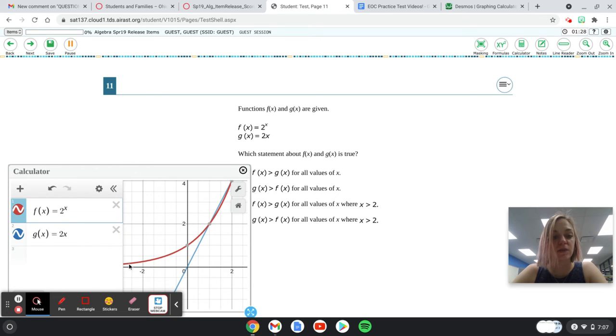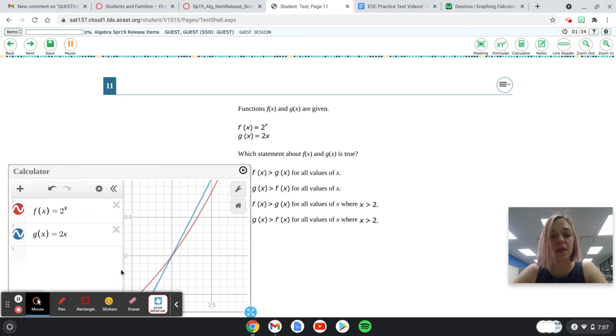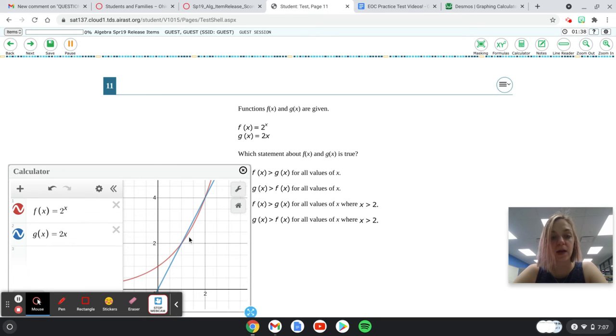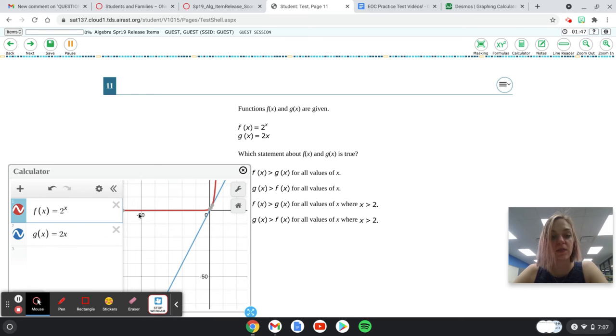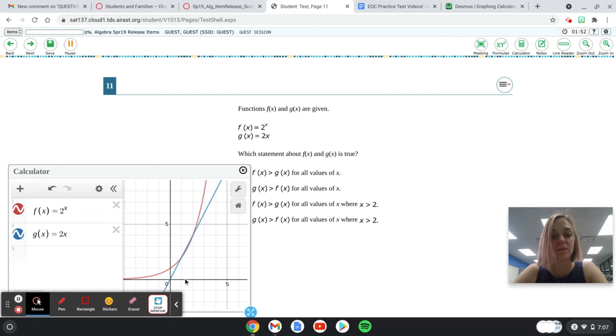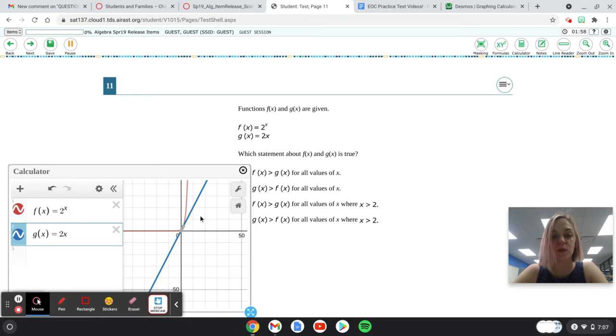It looks like this red line seems to be on top of the blue line, but then when we get to a certain point here, the red line goes underneath the blue line. And then it goes back on top of the blue line at this point here. So if I zoom out, the red line is always on top of the blue line until it reaches this little dip. And then once it hits the point (2, 4), the red line is always on top of the blue line, which we can see.